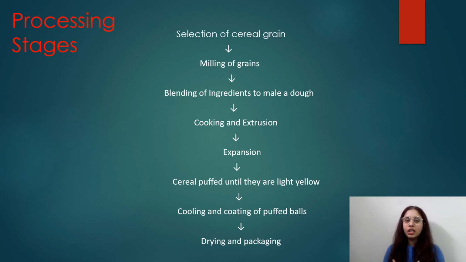Then they undergo cooking, where the dough is cooked at high temperature, and it goes through extrusion, in which different shapes are formed. And then there is expansion, and the product at this stage is filled with the desired filling, for example vanilla, chocolate, sugar, and then it is cooled and coating of puffed balls is done. At this stage, sometimes with breakfast cereals the coating of the product is done with sugar, and finally the product is dried and packed.